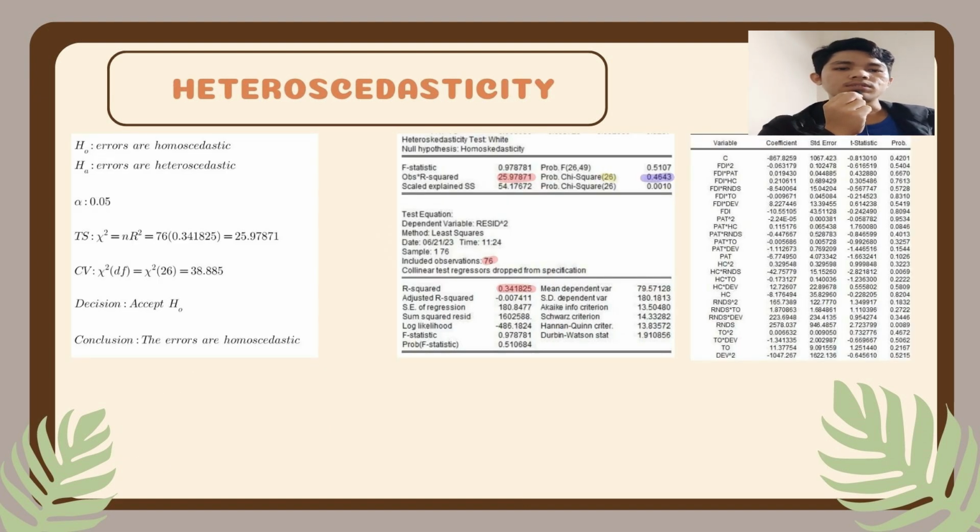We use the White test to test the heteroscedasticity in this model. Based on this test, we found that the critical value is greater than the test statistic. Thus, we accept the H null, which means that the errors are homoscedastic.